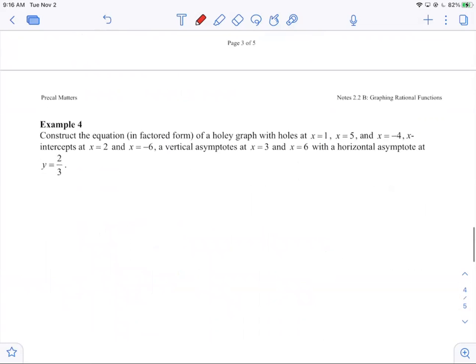Hey, let's look down here at example 4. Instead of me giving you the equation and saying graph it, what if I told you to write your own equation and gave you some requirements? Construct the equation in factored form of a holey graph with holes at 1, 5, -4, and x-intercepts at 2 and -6, a vertical asymptote at 3 and 6, with a horizontal asymptote at 2/3.